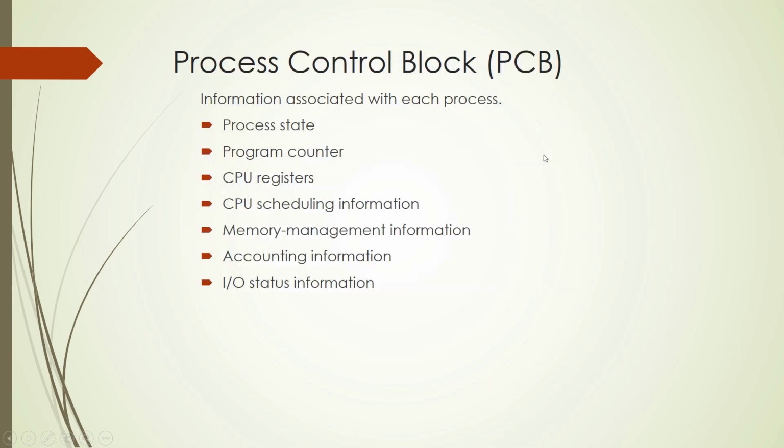Now let us look at the concept of process control block. So associated with each of the process, there is certain information which is stored in a block, and that block is nothing but process control block. So if at any point of time you want to know something about the process, or the operating system wants to know anything about the process, this process control block will give a clear picture about the status of the process. So the first one is process state.